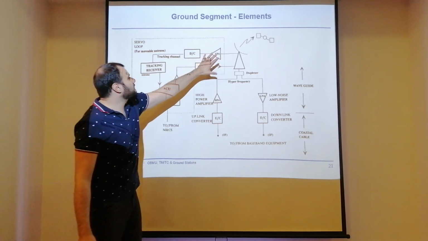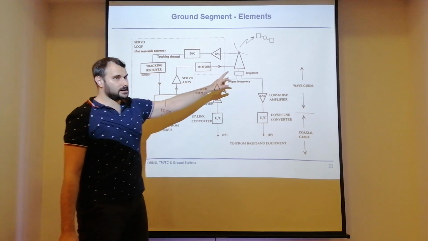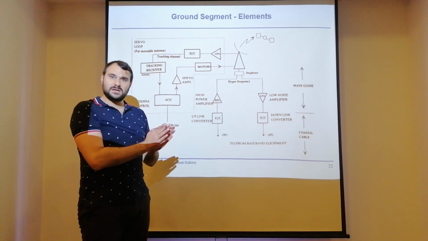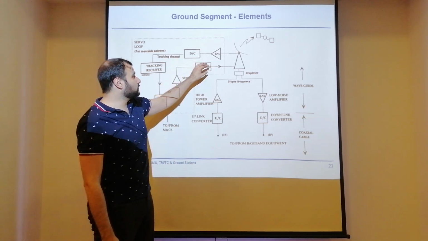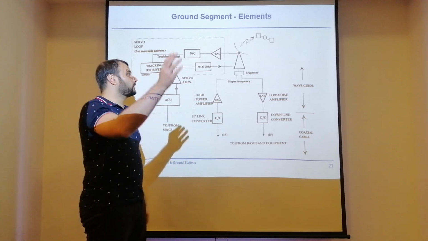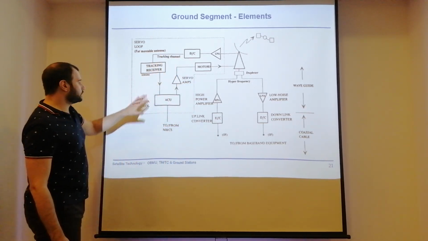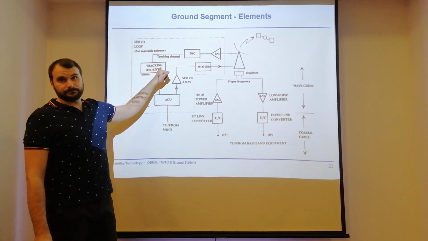But we also have to consider all the other components we need for the antenna, because the antenna, as we said, needs to point towards the satellite. It also means that it needs to be able to point to the satellite, and that's why we have motors to steer the antenna and to follow the satellite, and an antenna control unit, and eventually even a tracking receiver.